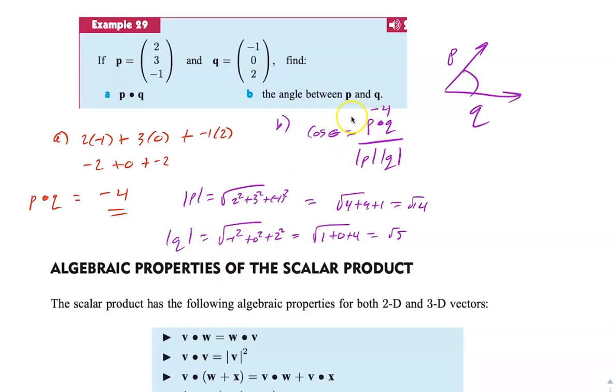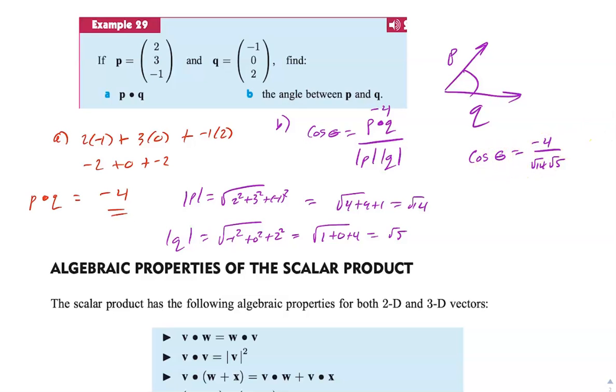So if I plug this all into here, I have this right now. Cosine theta equals negative 4 over rad 14, rad 5. If I want, I can combine it, 5 times 14, which would be 70. But this is rad 70, which would be the same thing. Now again, I want to find the angle, so I just have cosine.